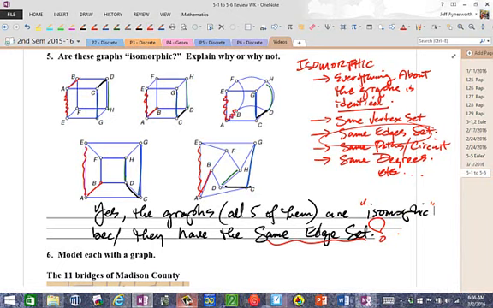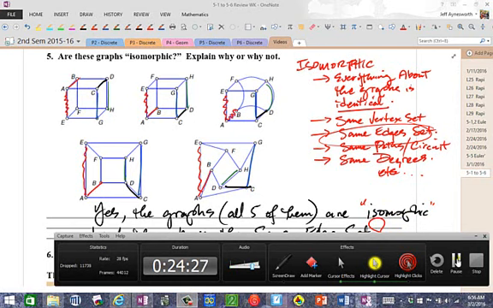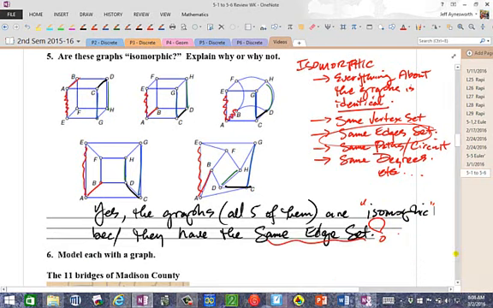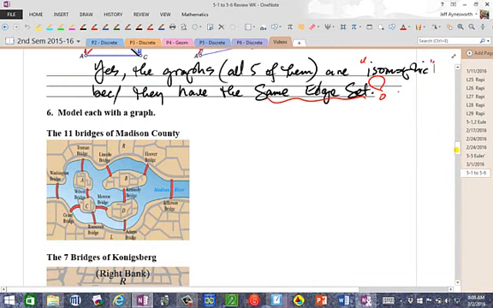All right, let's continue here. Let's move down just a little bit. We're going to get into modeling here, guys. So these next questions ask you to model this problem with a graph. And this is a new one we haven't seen yet. It's called 11 Bridges of Madison County. And just like the 7 bridges of Konigsberg, we're going to represent the vertices as land masses, and we're going to represent the bridges as edges. So let's write that down first.